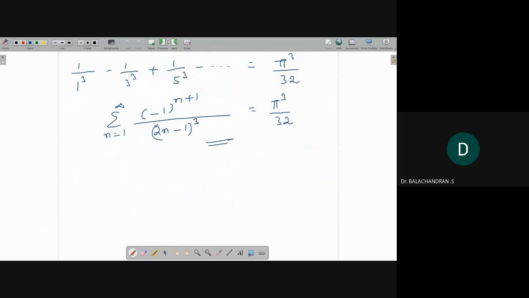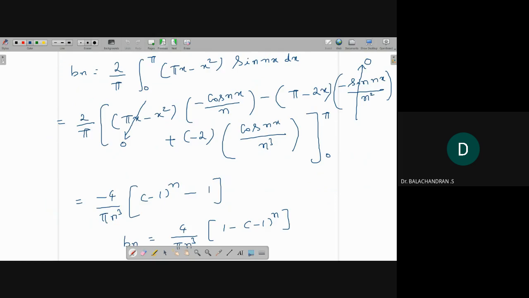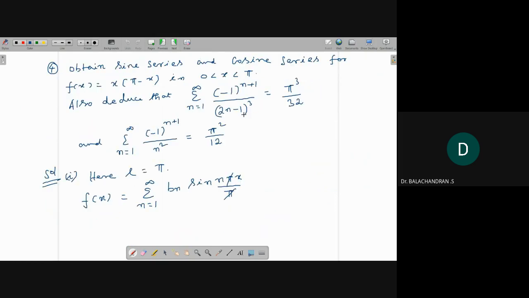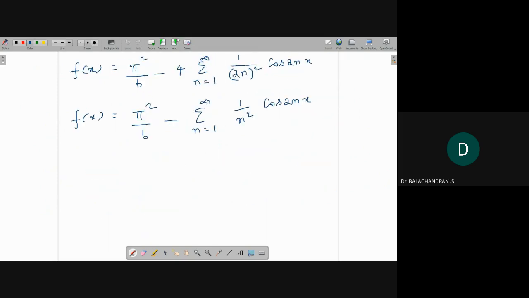Observation means, here you have 1 by 2n minus 3 whole cube. So this is the indicator. So we should derive the first one. In the second one, we have 1 by n square. Here you can see 1 by n square. So this is the way you can judge. You should derive the series and then finally you should decide. Okay.